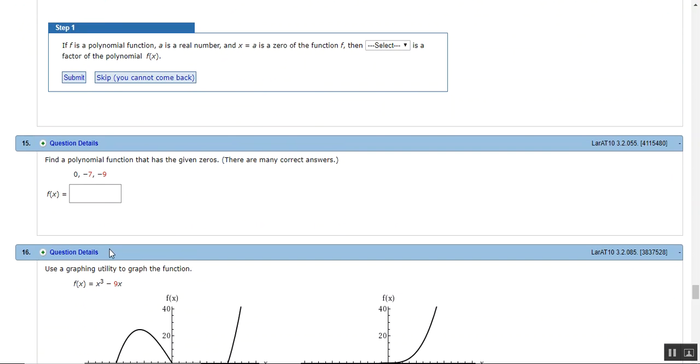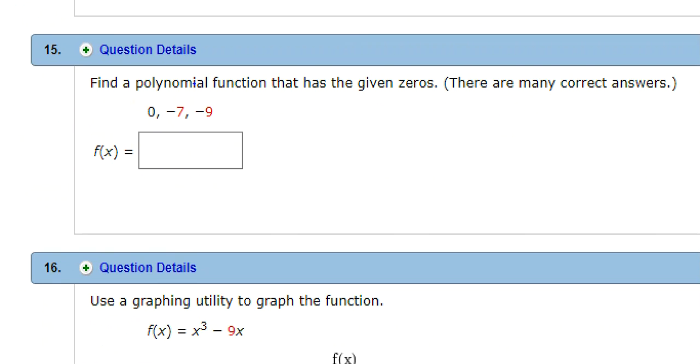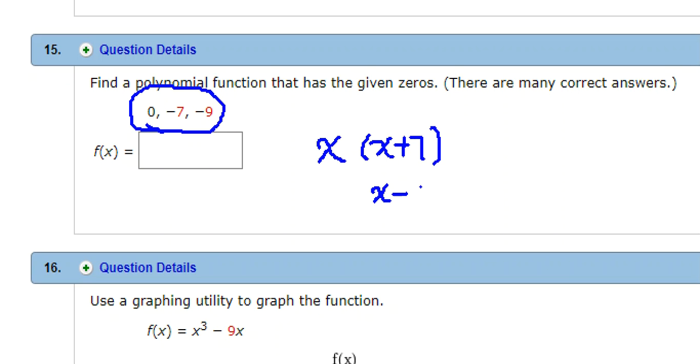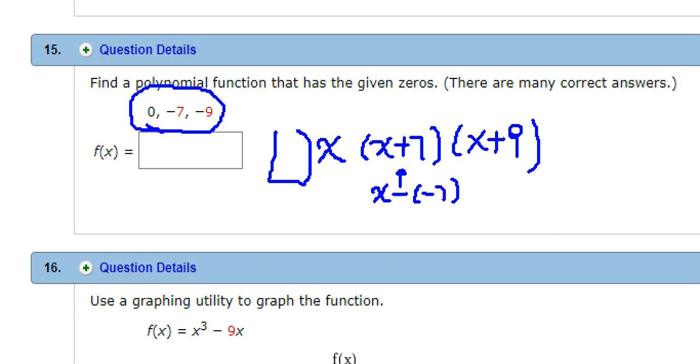If you look at the next one, this is a really similar idea. If you have these 3 zeros, you should have the factors x, x plus 7, because it's x minus negative 7, and then x plus 9, right? And then any constant multiple of this, whenever you multiply by any number, say negative 3, will still be a possible answer. If you multiply by 9, this is another possible answer.